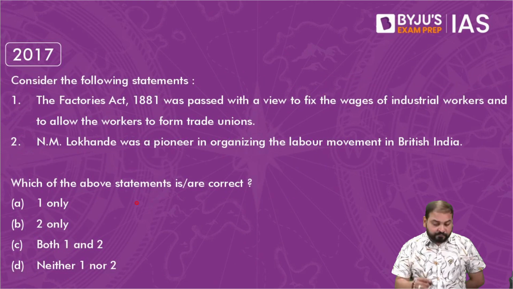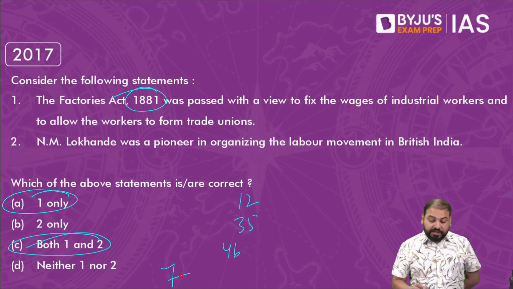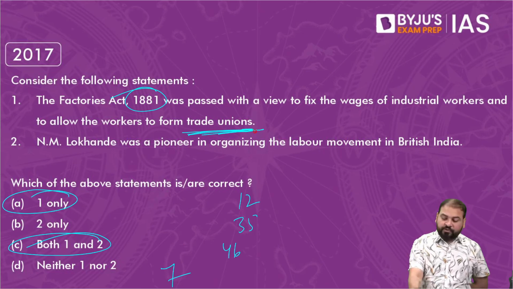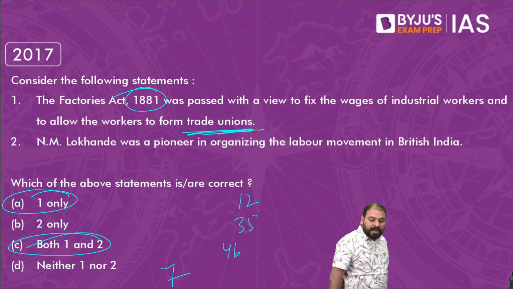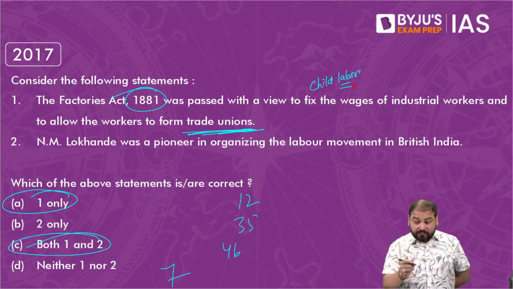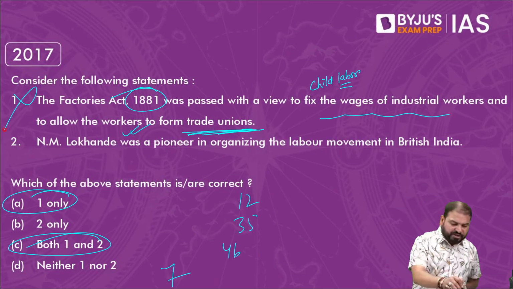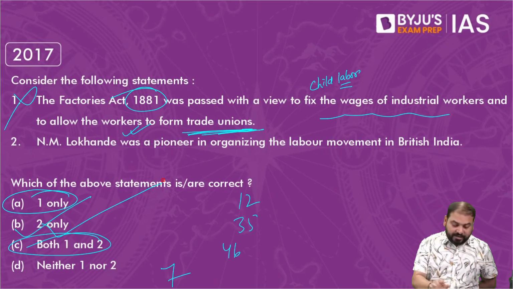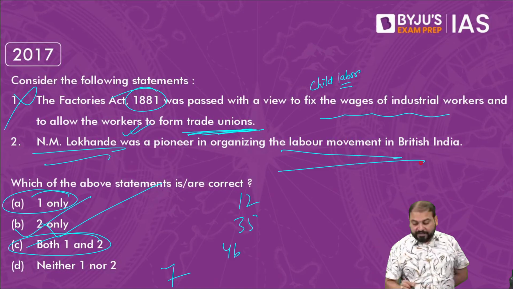Moving ahead. Everyone, please tell me. They will allow the workers to form trade unions. Everyone, think about this. Apply common sense. At this moment, they are talking about child labor. Do you think they will allow the workers to form trade union? They will fix their wages? Worst option. And in the class, I told you, N.M. Lokhande was involved in these labor movements. B is the answer.